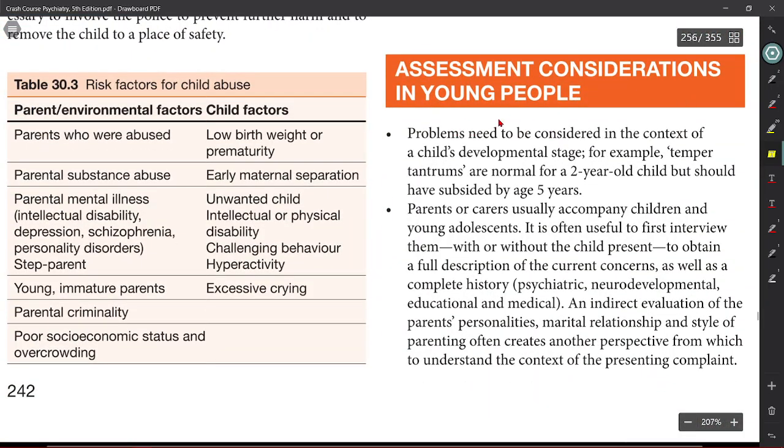assessment considerations in young people. Problems need to be considered in the context of the child's developmental stage. For example, temper tantrums are normal for a 2-year-old child, but should have subsided by age 5 years. Parents or carers usually accompany children and young adolescents. It is often useful to first interview them, with or without the child present, to obtain a full description of the current concerns as well as a complete history: psychiatric, neurodevelopmental, educational, and medical. An indirect evaluation of the parents' personalities, marital relationship, and style of parenting often creates another perspective from which to understand the context of the presenting complaint.